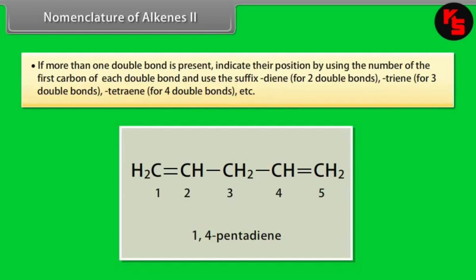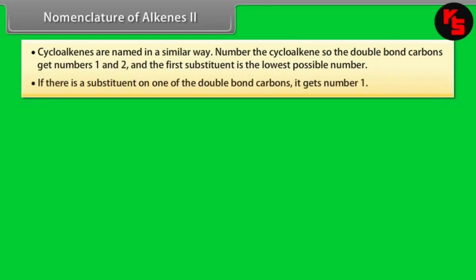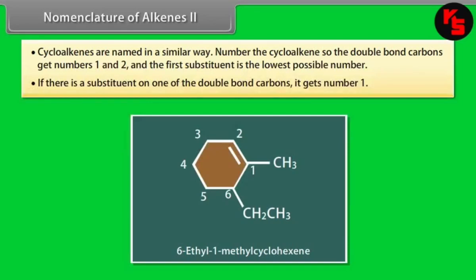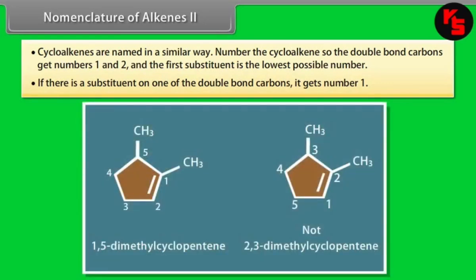1,4-pentadiene. Step 9. Cycloalkenes are named in a similar way. Number the cycloalkene so the double bond carbons get numbers 1 and 2, and the first substituent gets the lowest possible number. If there is a substituent on one of the double bond carbons, it gets number 1. 6-ethyl-1-methylcyclohexene. Look at this compound. It is named as 1,5-dimethylcyclopentene and not 2,3-dimethylcyclopentene.